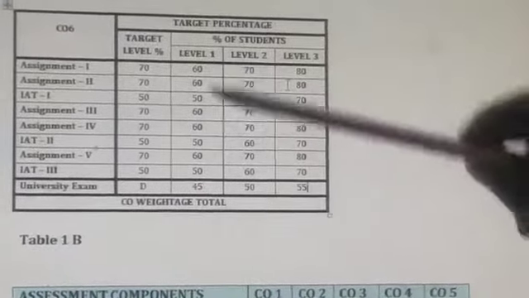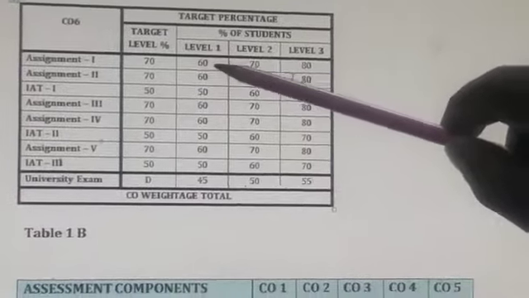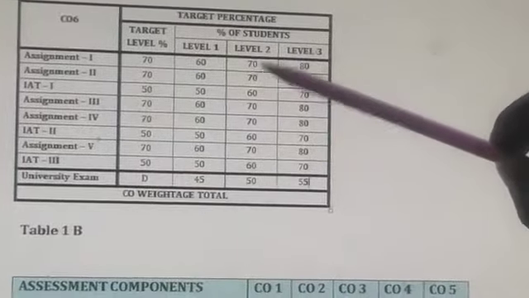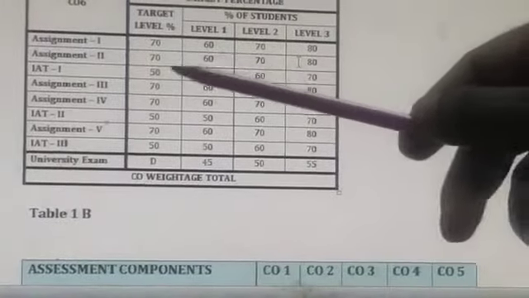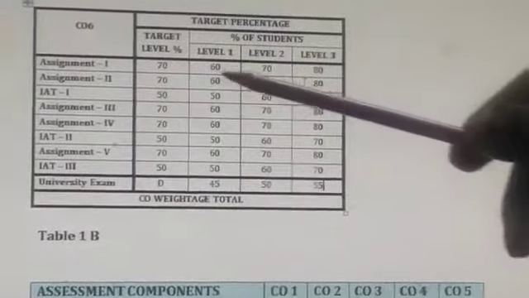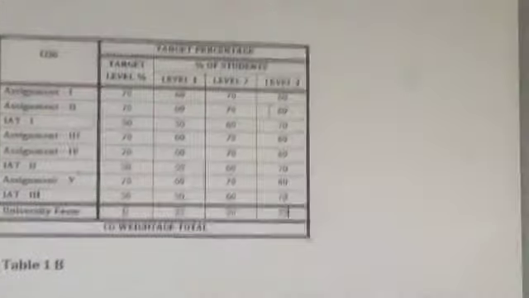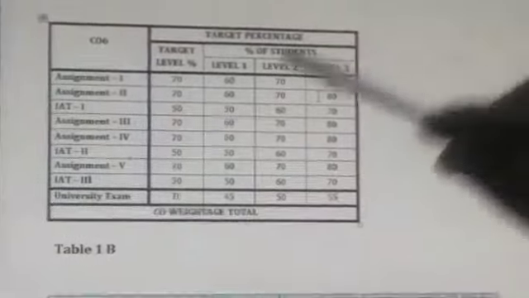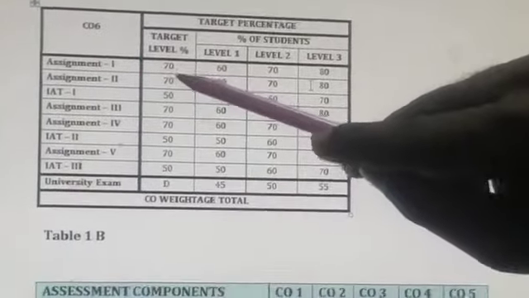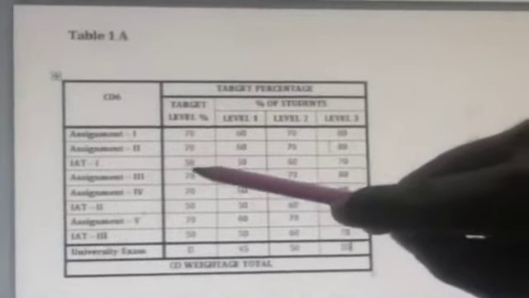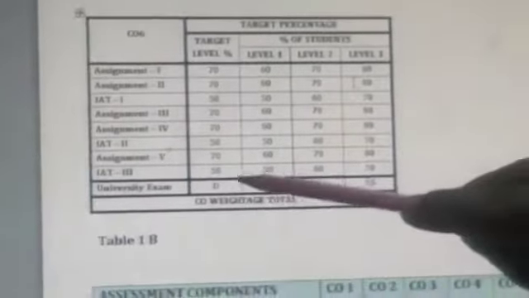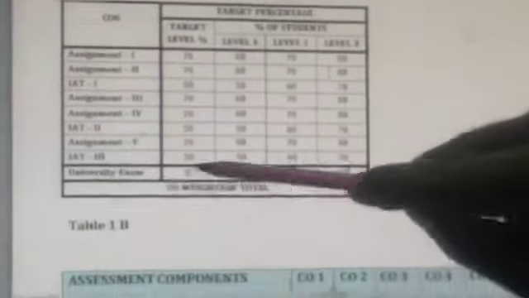For level, for assignment 1, I fix level 1 as 60, level 2 as 70, level 3 as 80. For all the assignments, I have fixed the same level. So you may vary. For assignment 2, you may fix 70, 80 or 90, or 80, 90 or 100. Whatever it may be, you finalize them. It means that I fixed my target level as 70%. My duty is to make all the students in the class reach 70% marks in assignment 1, 50% marks in IIT 1, and D grade in the university examination.